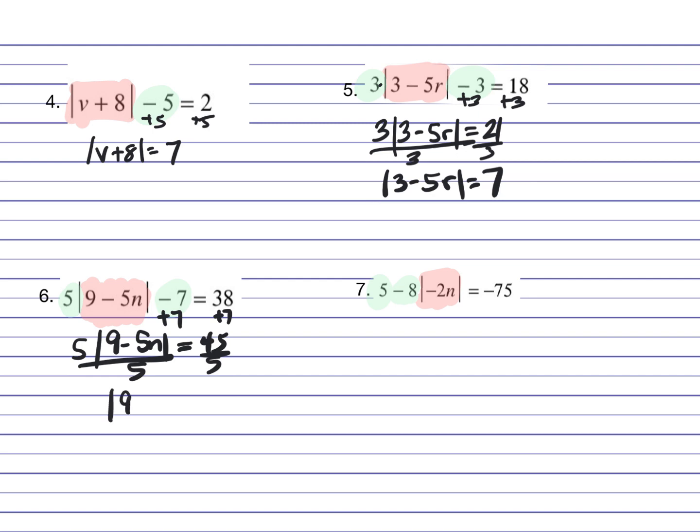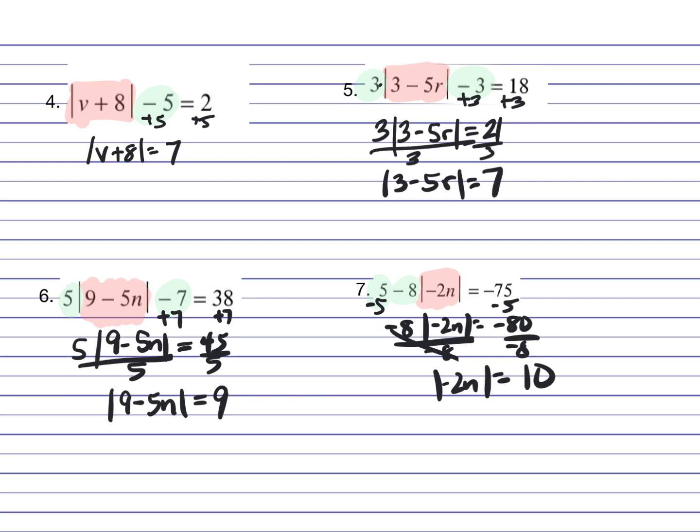The absolute value of 9 minus 5n equals 9. And now my absolute value is alone. Next, over here, students will want to put these together first, but that's not what we do. We have to get rid of the adding 5 first by subtracting 5. So negative 8 times the absolute value of negative 2n equals negative 80. Divide by negative 8. The absolute value of negative 2n equals positive 10.